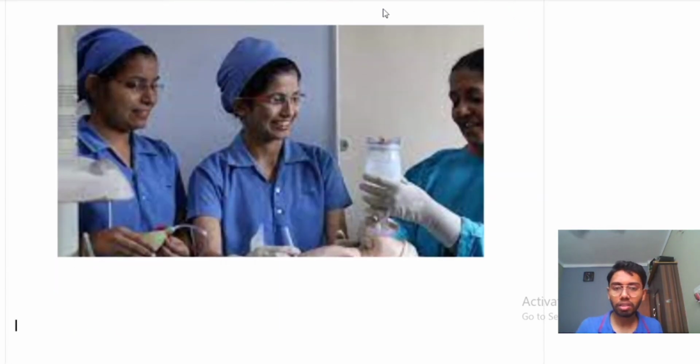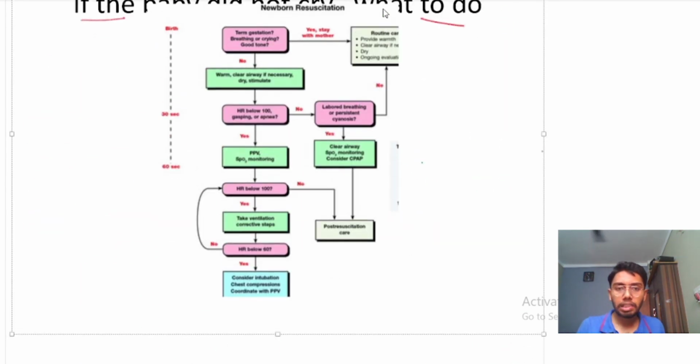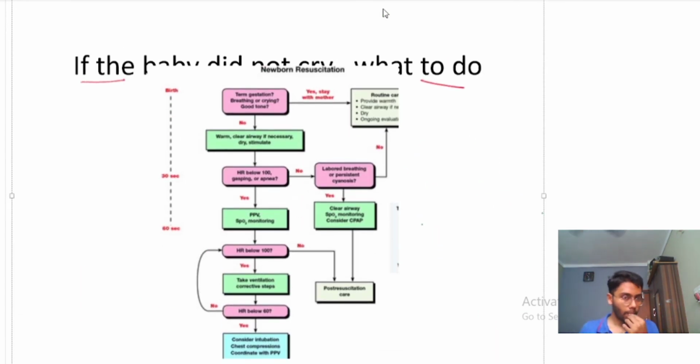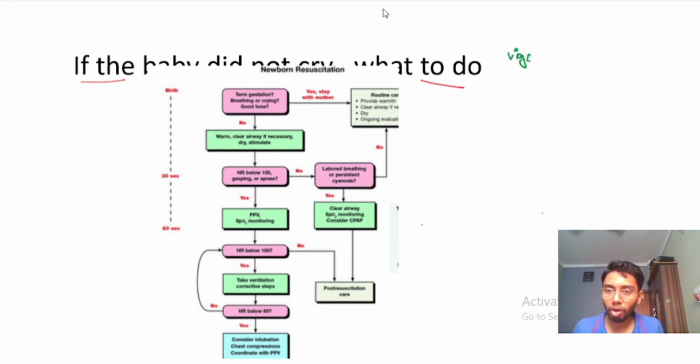Let me go to the newborn resuscitation. Okay, I will make you easier. Just don't try to look at all the things. Just to see whether the baby is vigorous or not. Just apply the 3 criteria and see whether the baby is vigorous or not. So we will have to manage if the baby is not vigorous.